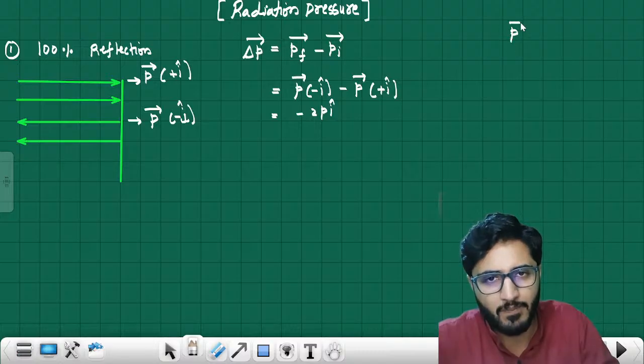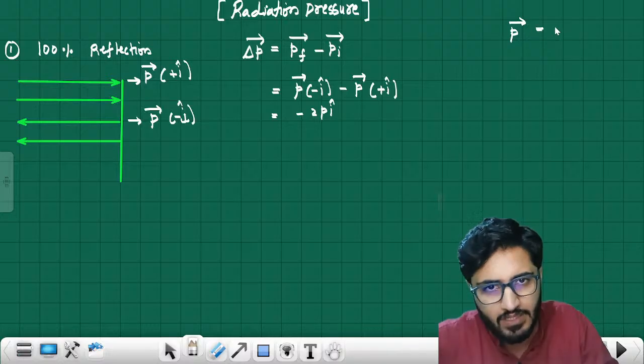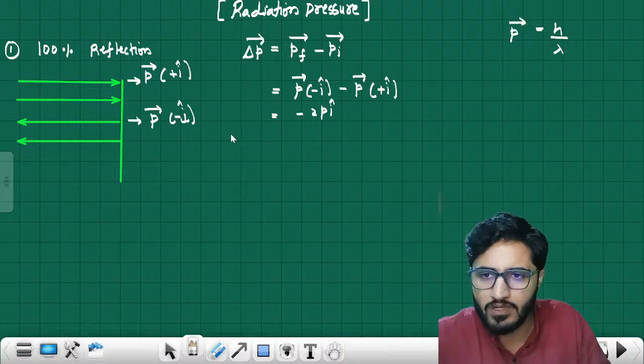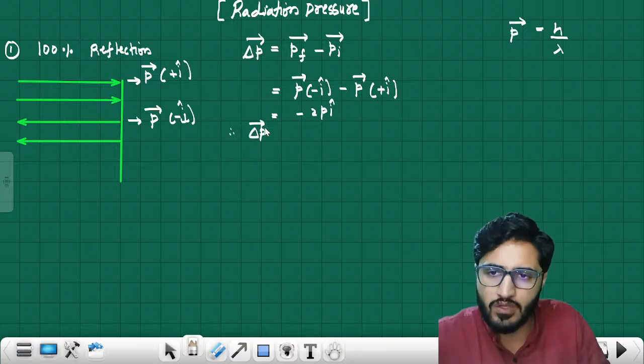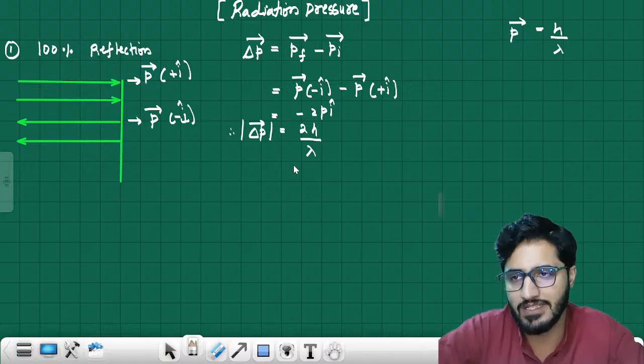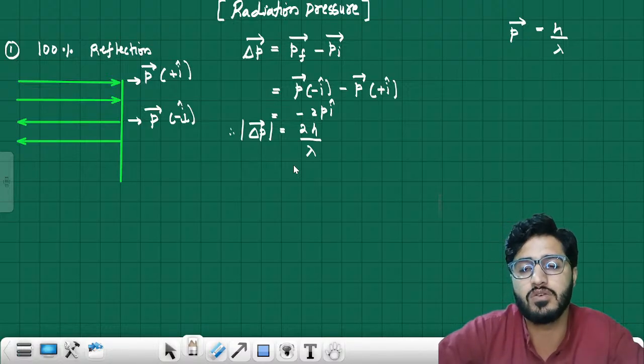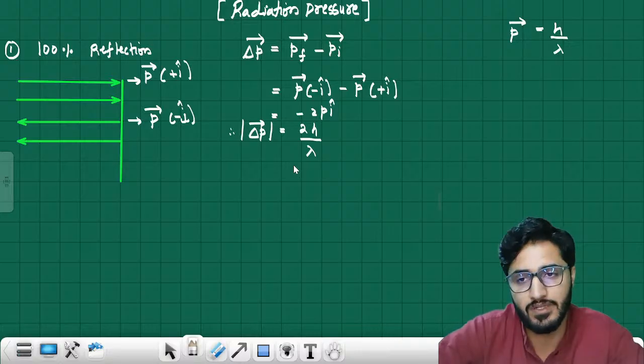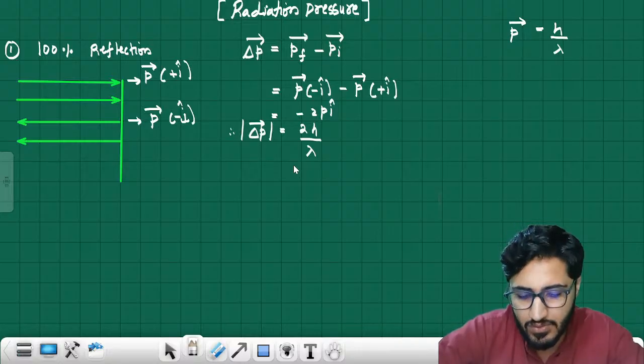What is momentum? Any idea what is momentum? Is it h by lambda? So therefore, I can write delta p. It is mod only. No worries about its sign. So I will write 2h by lambda. Whenever light strikes on any surface and it is getting 100% reflected, same case you have done in your NLM. Okay, it is 2h by lambda.